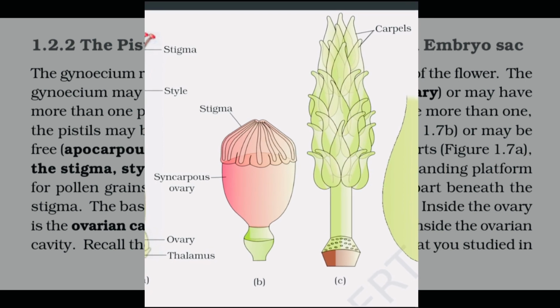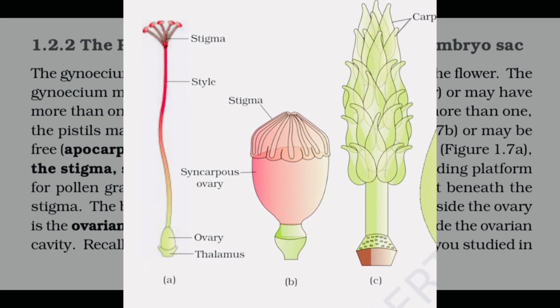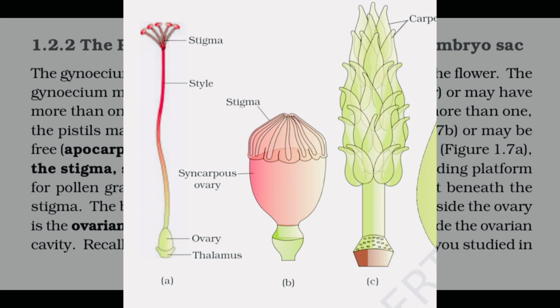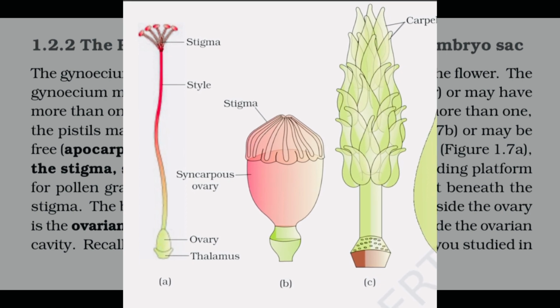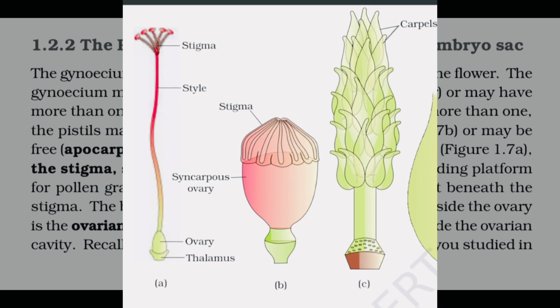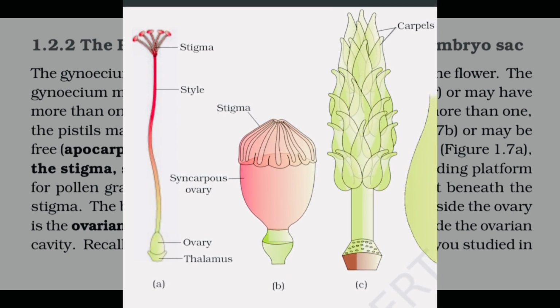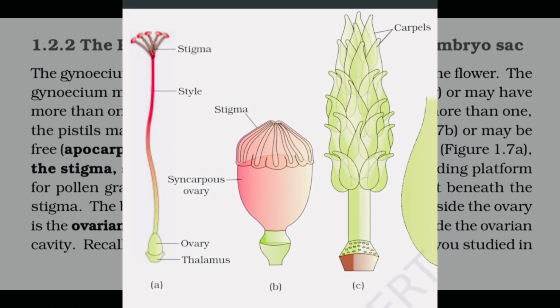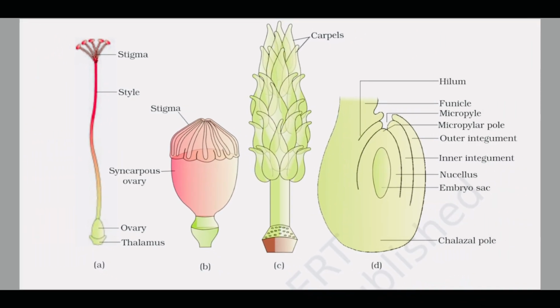When there are more than one, the pistils may be fused together, syncarpous, or may be free, apocarpous. Each pistil has three parts: the stigma, style, and ovary. The stigma serves as a landing platform for pollen grains. The style is the elongated slender part beneath the stigma. The basal bulged part of the pistil is the ovary.